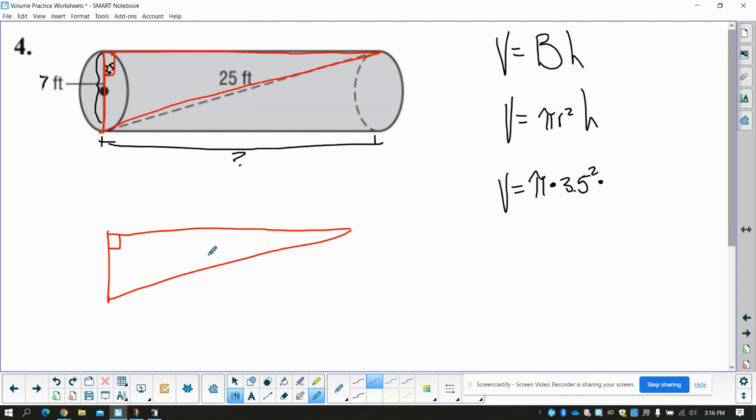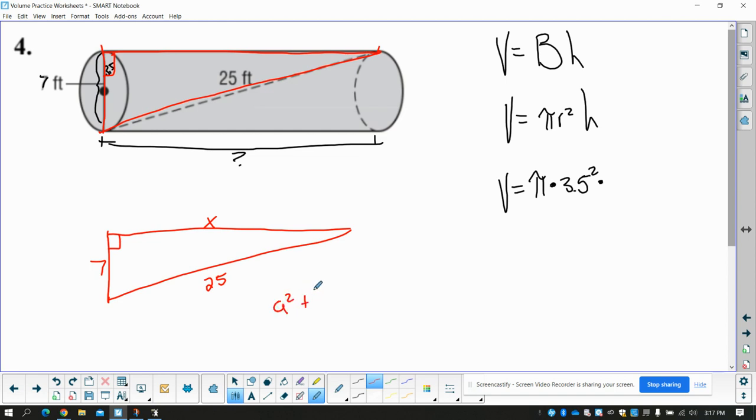Here we have this triangle. All the way across here is 7. This diagonal line ends up being this right here, which is 25. And this right here, from here to here, is the height of this cylinder. So if I put an X right there, then this is something I can solve for to find the height of this cylinder. Notice we can do the Pythagorean theorem again.